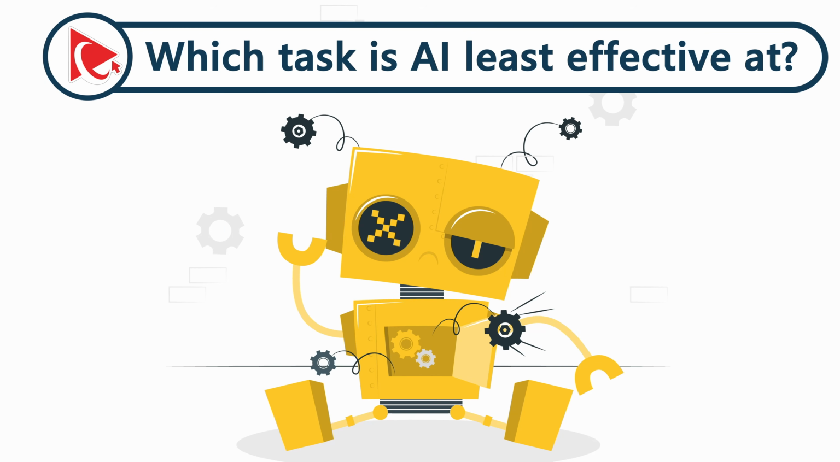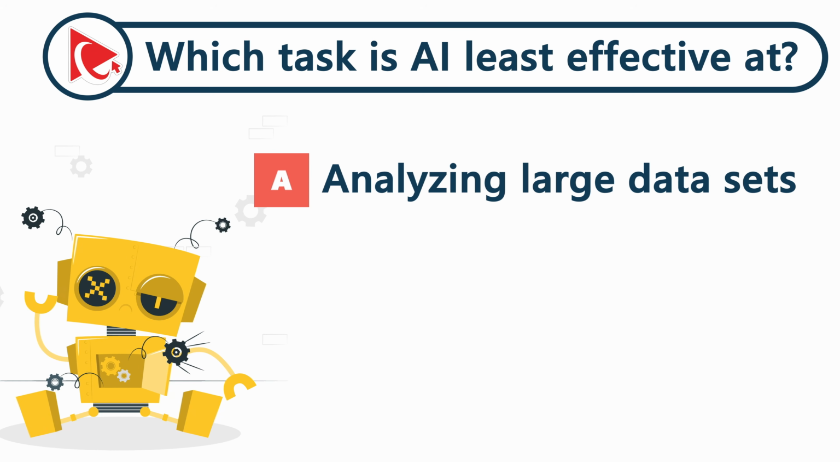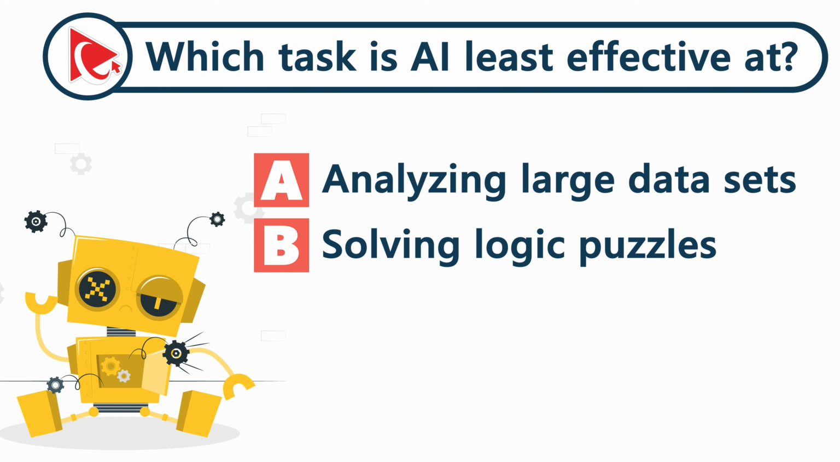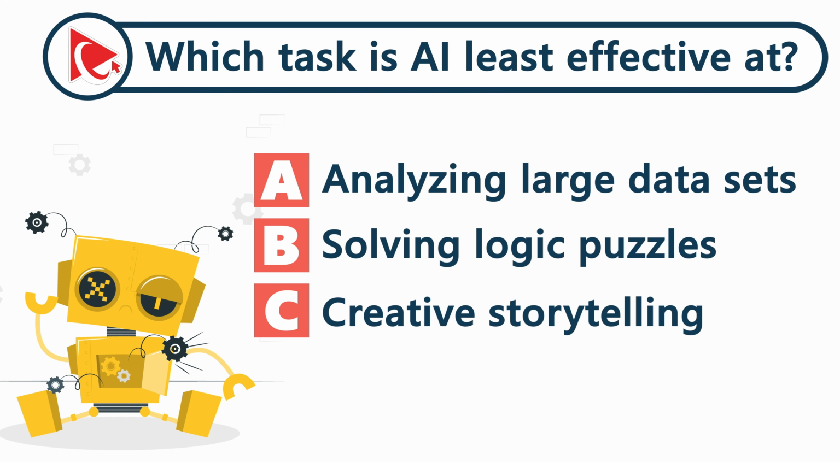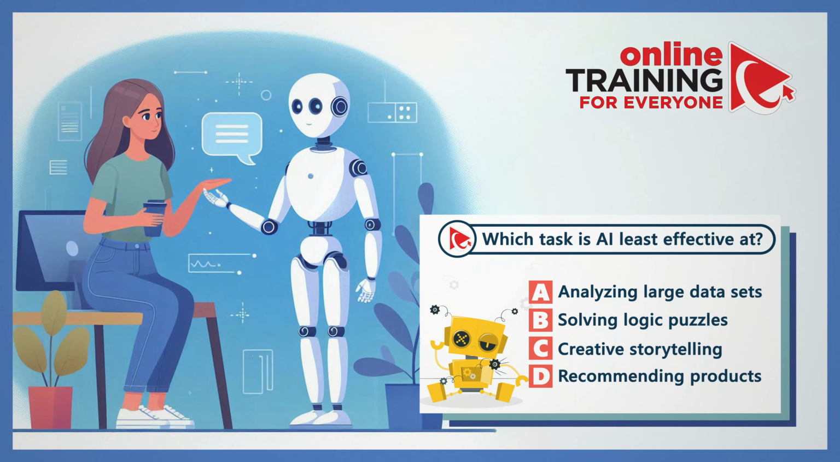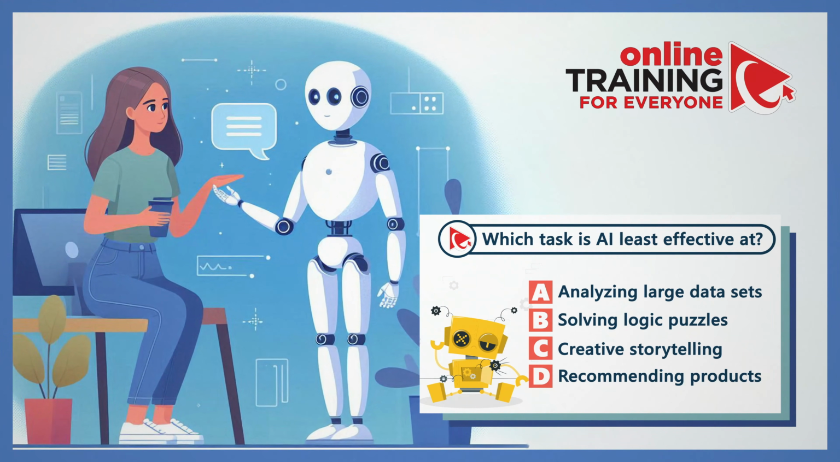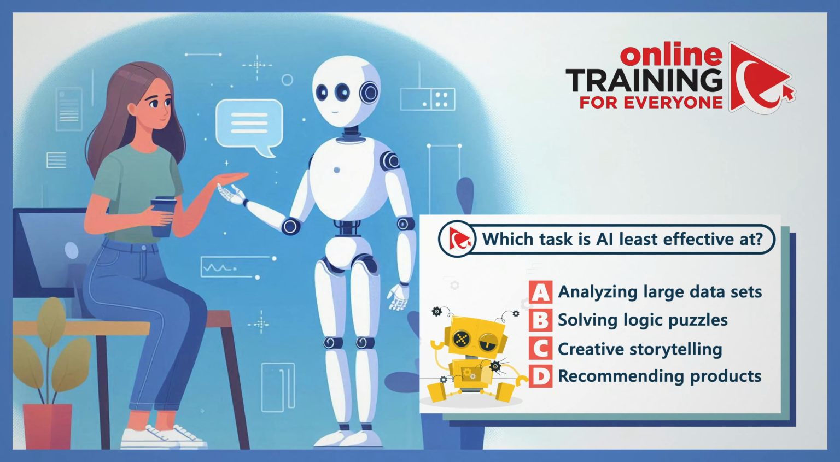In this question, you need to determine which task is AI least effective at. Take a moment to fully understand the question and carefully choose your answer as one out of 4 possible choices. Choice A, analyzing large data sets. Choice B, solving logic puzzles. Choice C, creative storytelling. And choice D, recommending products. Please make sure to have your answer ready before time is up. And once you're ready, we'll reconnect to review it together. And I'll share with you how you, as a future employee, can take full advantage of that. Let's go ahead and get started.